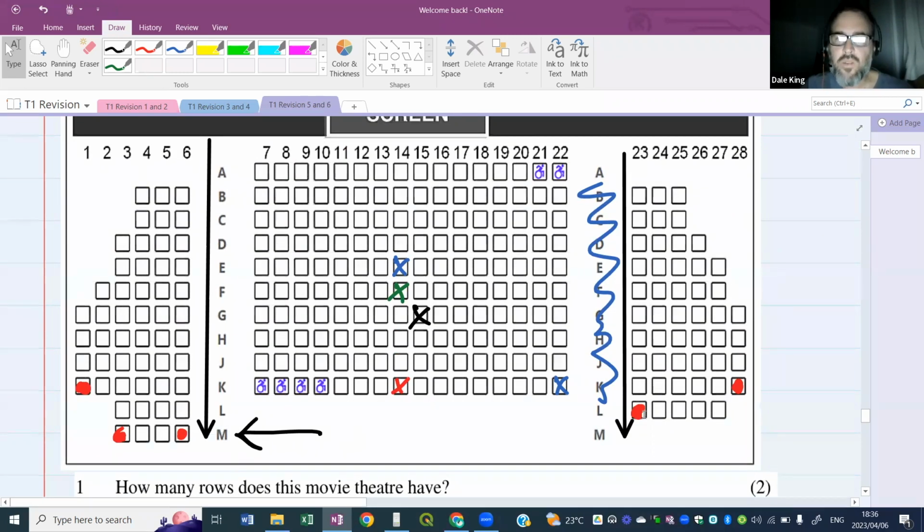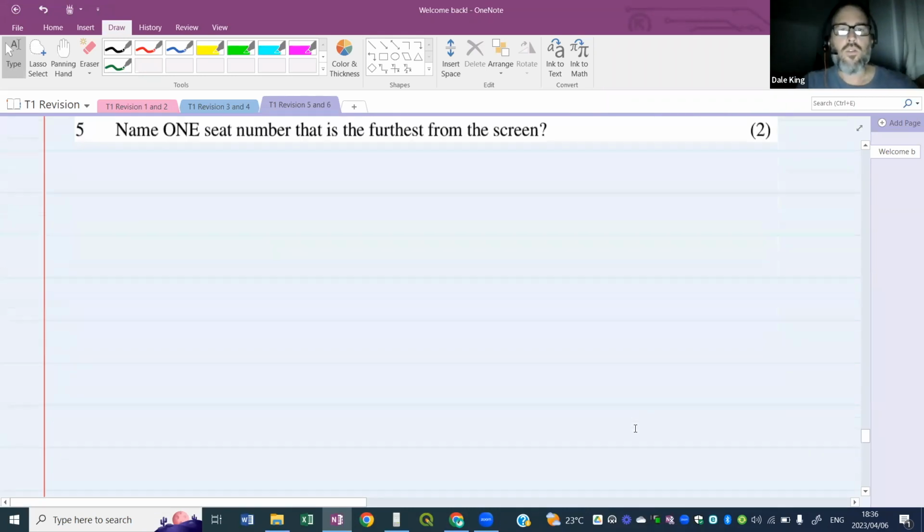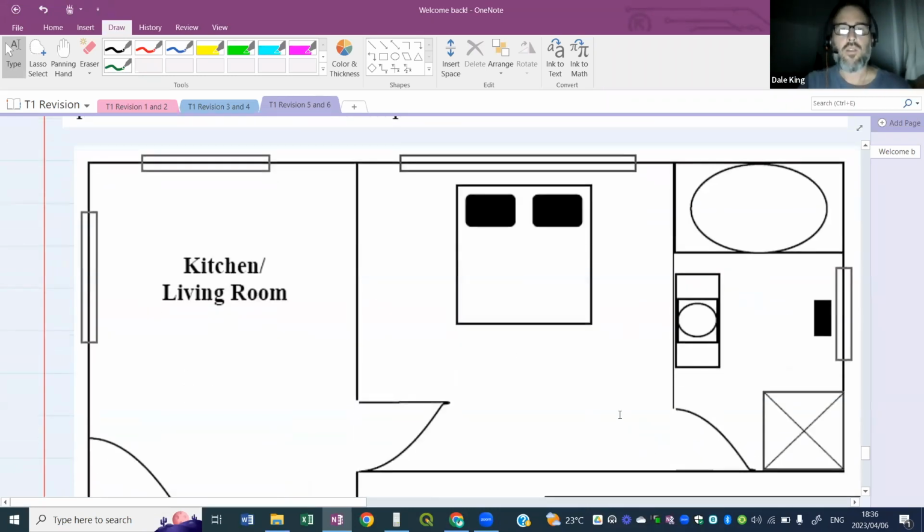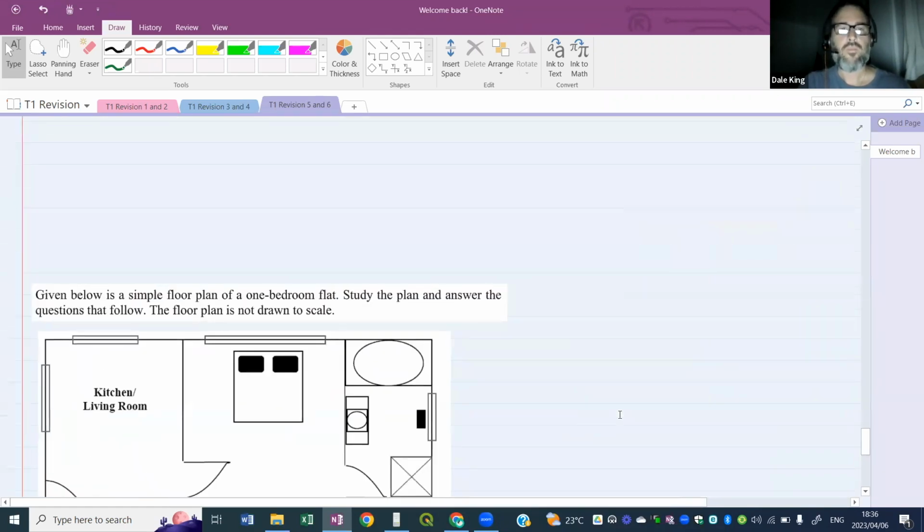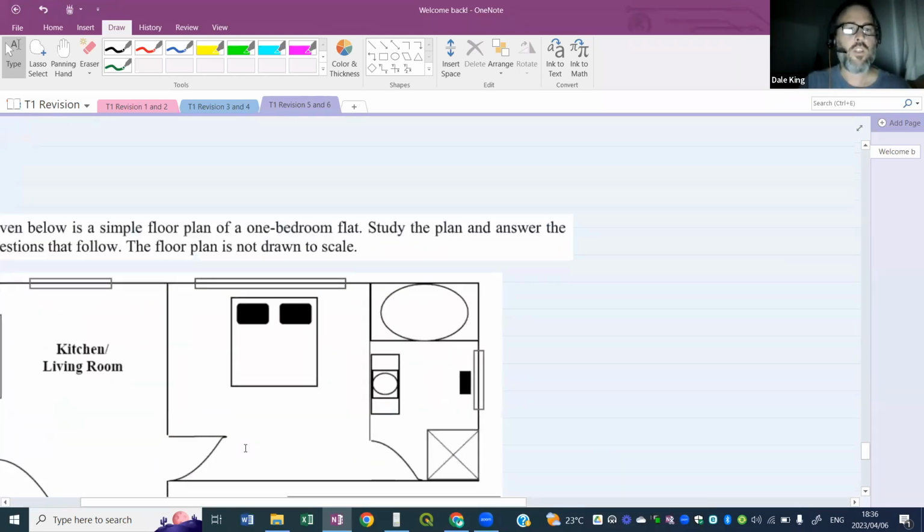So L is pretty far away, K is pretty far away, but in terms of direct distance from the screen, K is a little bit closer than the M row seats. Okay, all right, very good. Let's move on to a new scenario. Okay, I'm going to zoom out this one. A little bit more challenging.